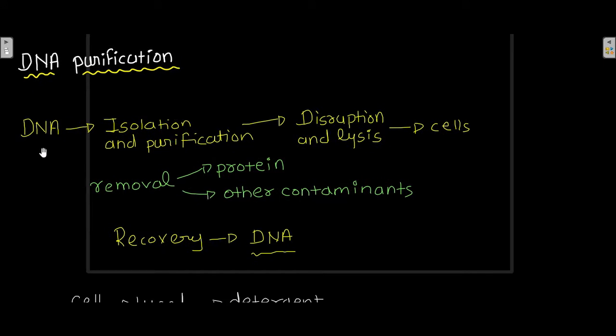In the process of DNA isolation and purification, there is disruption and lysis of the cells. After the disruption and lysis of the cells, there is removal of proteins and other contaminants. And at last there is recovery of DNA. So this DNA purification can be broadly classified into these three stages: you disrupt and lyse the cell, after that you remove the protein and other contaminants, and at last you recover the DNA.